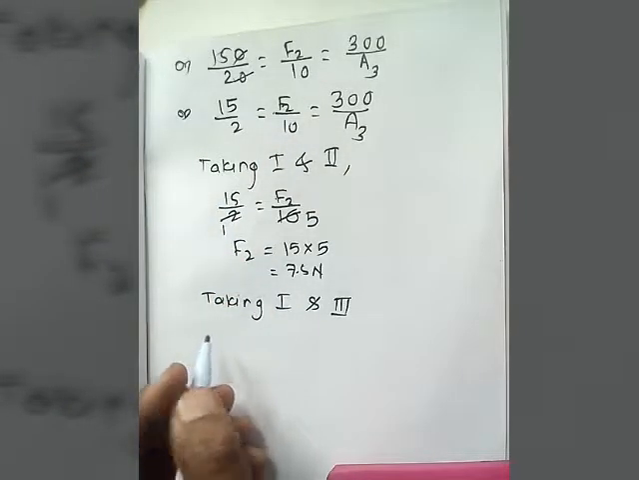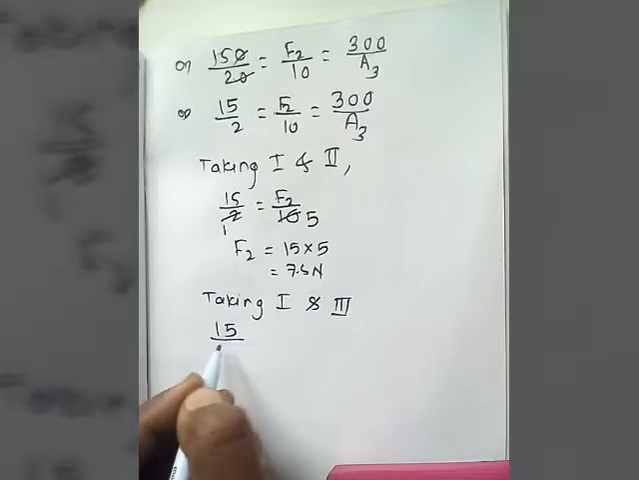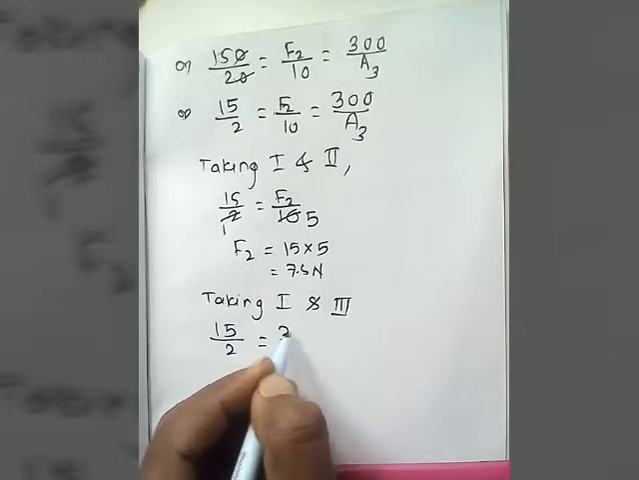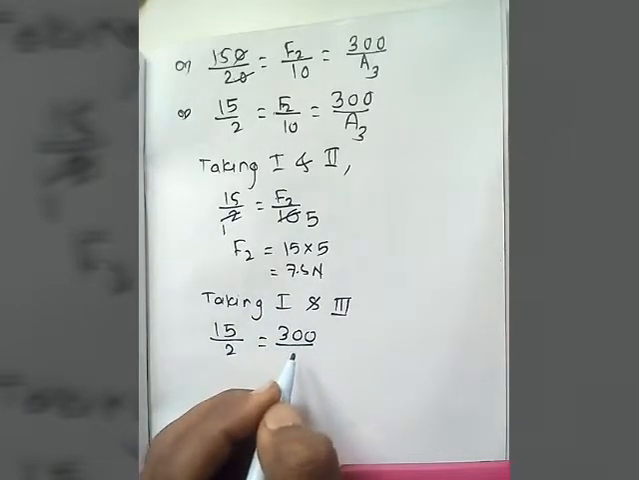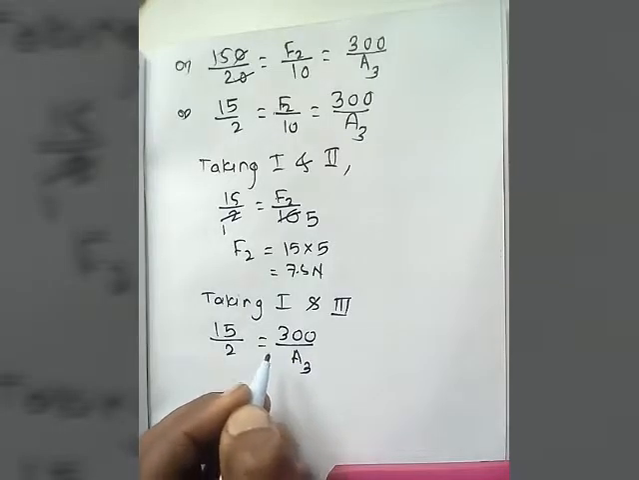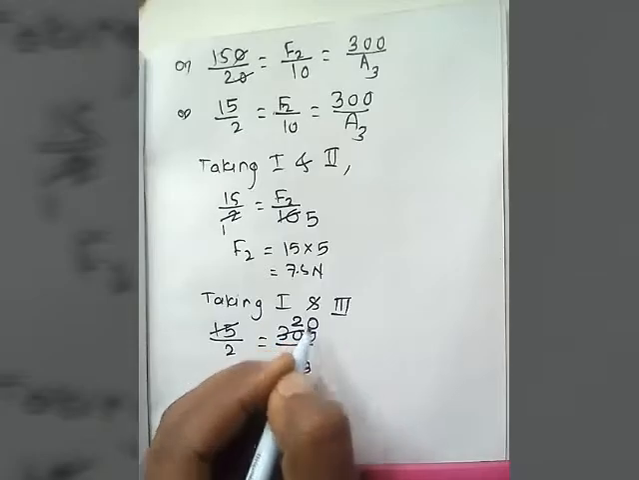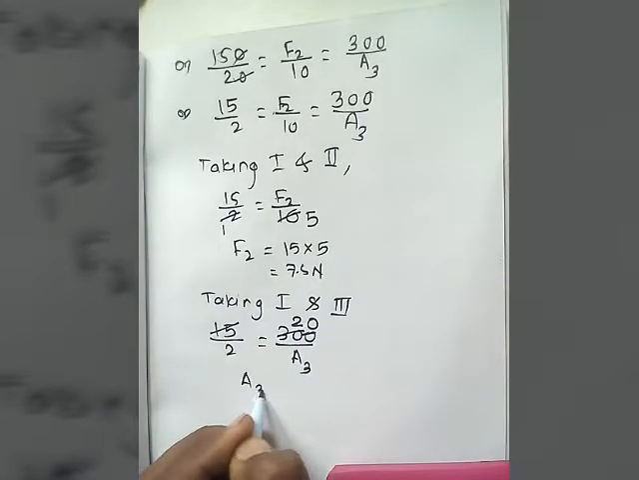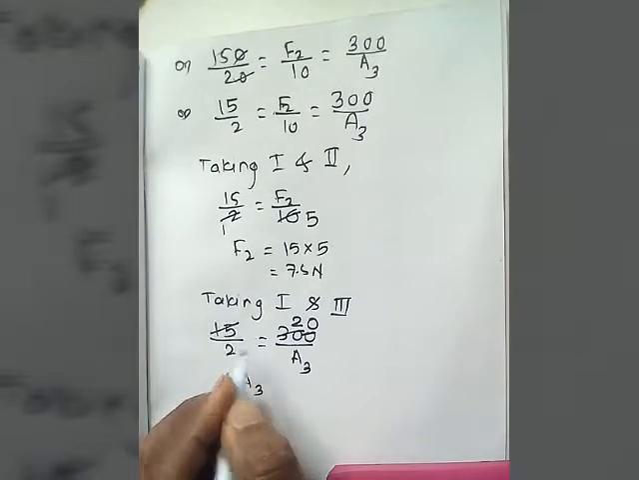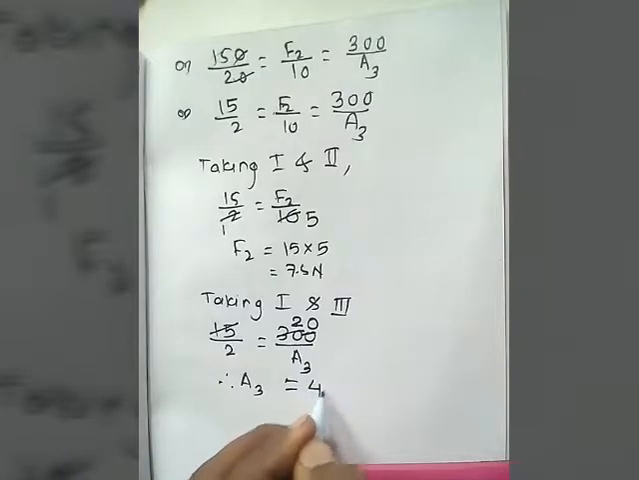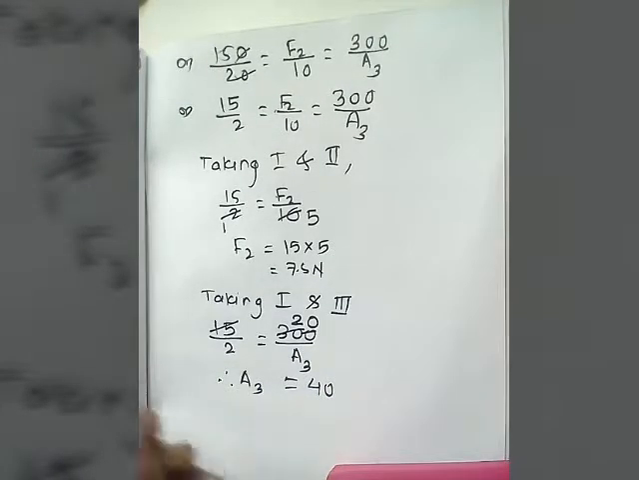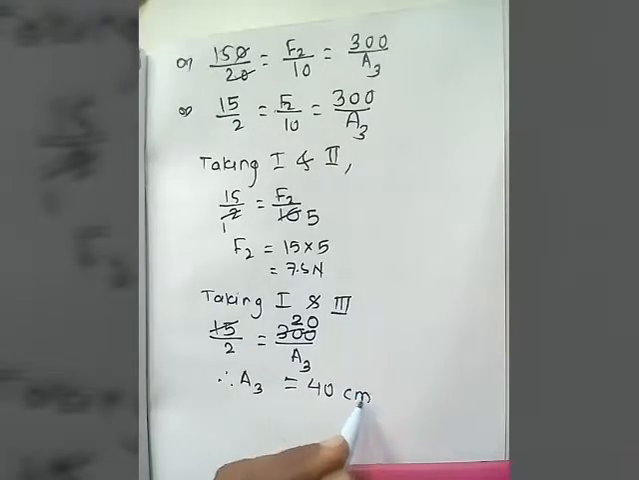So taking first and third, 15 by 2 is equals to 300 divided by A3. So 15 1s are 15, 15 2s are 30, so one more 0 over there. Therefore A3 is equals to 2 2s are 4, that is 40. So what's the unit? They are all in centimeter square, so this will definitely be in centimeter square. So this is it.